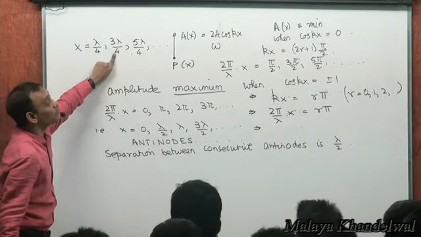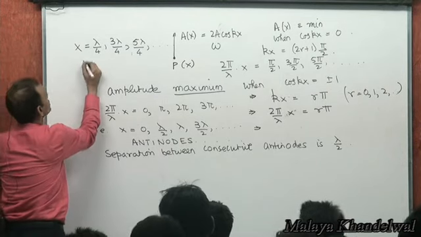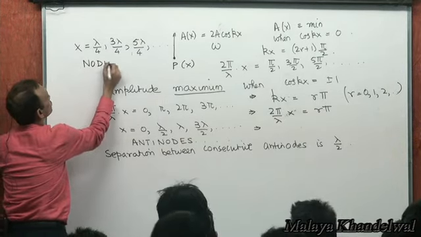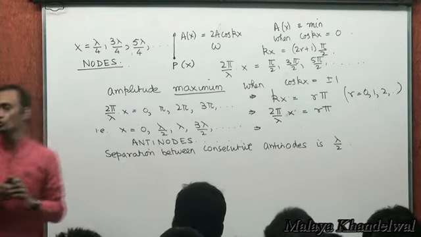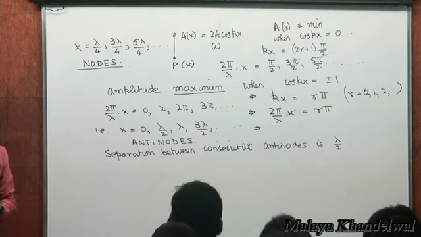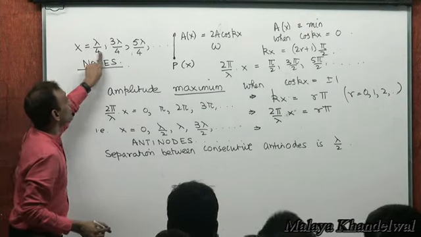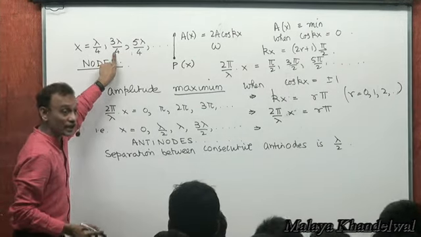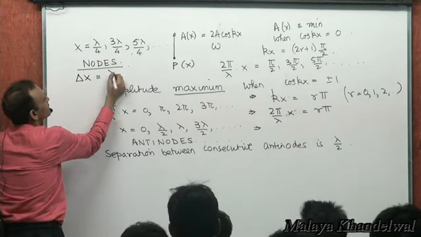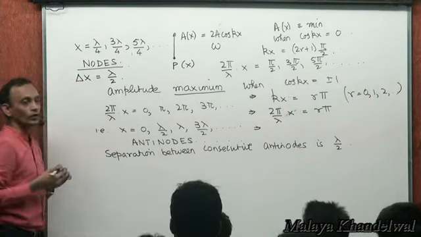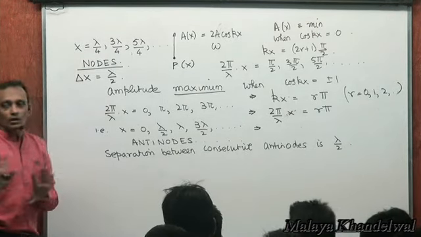These points where the amplitude is going to be the smallest it could be are referred to as nodes. These points are called nodes. Clear? And do you again realize the separation between successive nodes is lambda by 2. The separation between consecutive nodes is lambda by 2. Yes or no?